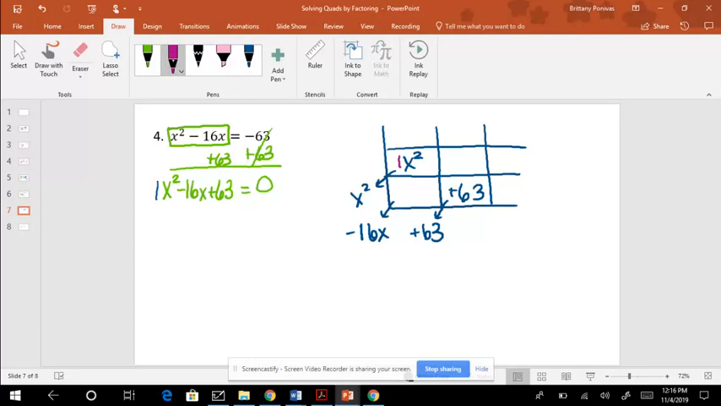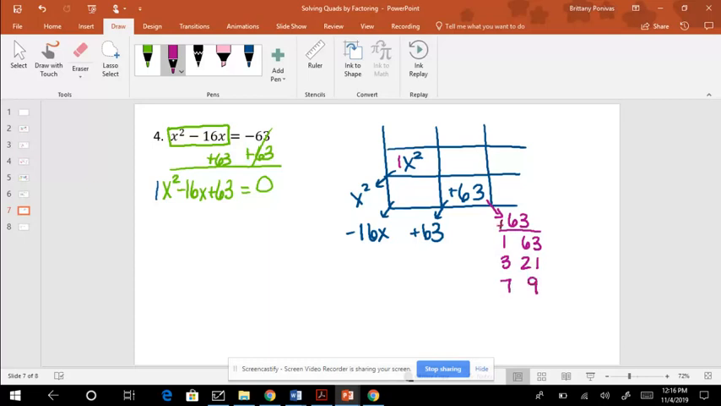First number times the last number, 1 times 63 is 63. And we have to look at the factors of 63. 63 is 1 and 63. 2 doesn't work. 3 and 21. 4 doesn't work. 5 doesn't work. 6 doesn't work. 7 and 9.